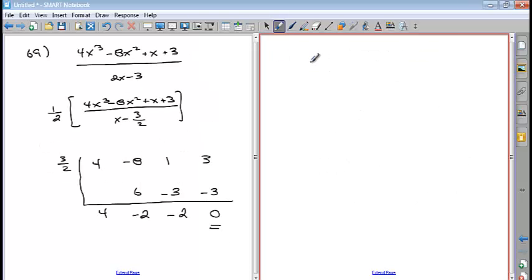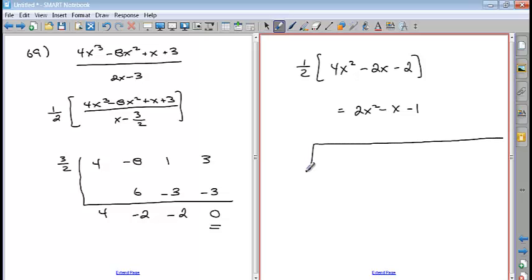So the final answer is 1/2 times... what happens is the denominator disappears and you just have what's left over here. So you'd have 1/2 times 4x squared minus 2x minus 2, which would be equal to 2x squared minus x minus 1. Now, let's just do long division to show you it works out and convince myself that I did the right thing. So let's write this out.